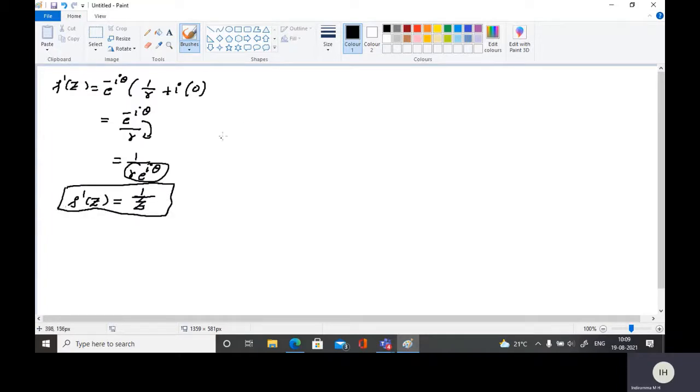So, we can check our answer. They have given f of z, w, which is nothing but f of z as log z. What is the differentiation? If you do the direct differentiation, the differentiation of log z is 1 by z. That is what we obtained here. Right? Go for the next problem.